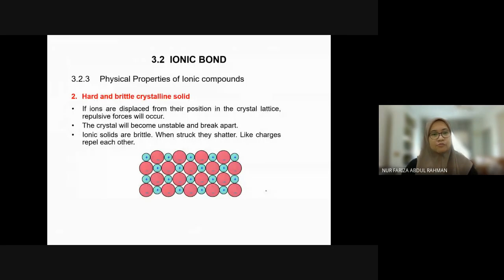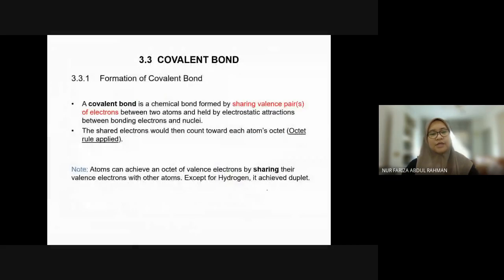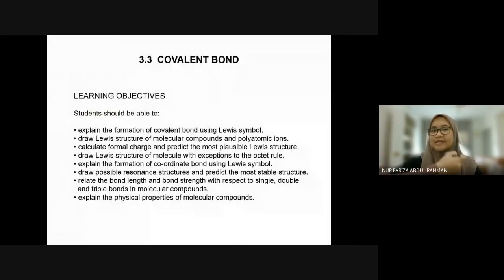Okay, alright, so moving on. Okay, so we are done with that. Next, covalent bond. As you can see, we have a lot of learning objectives for covalent bond only. Make sure that you tick all of this. You cover all of this once you have completed this checkpoint.